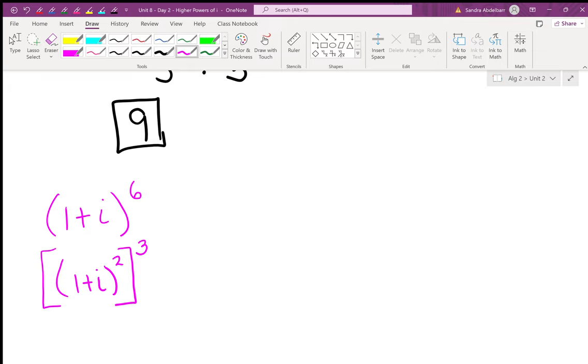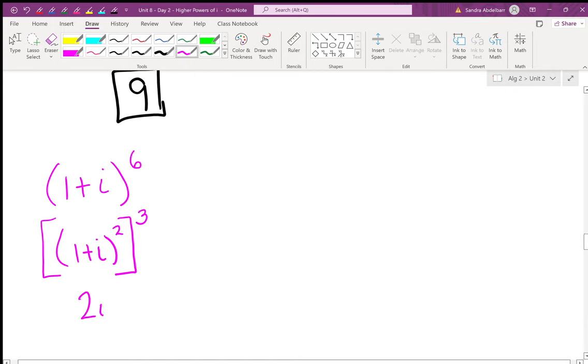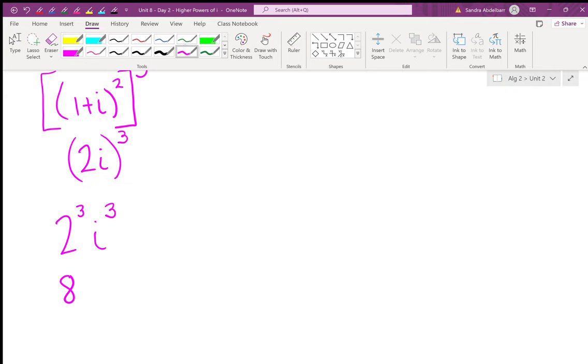Why? Because if we had it memorized that (1 + i)^2 is 2i, then we're just going to have (2i)^3, and since it's just a monomial, what can I do? Just distribute that in, right? So this is going to be 2^3 and i^3. 2^3 is 8. What's i^3? Negative i. So we're at negative 8i. Makes life a little bit easier, right?